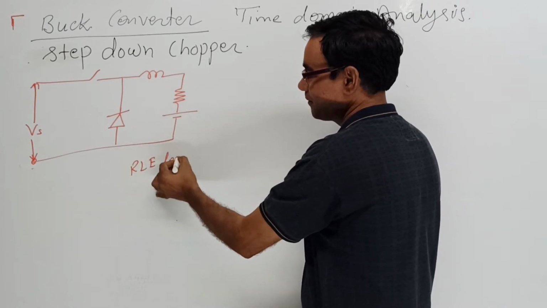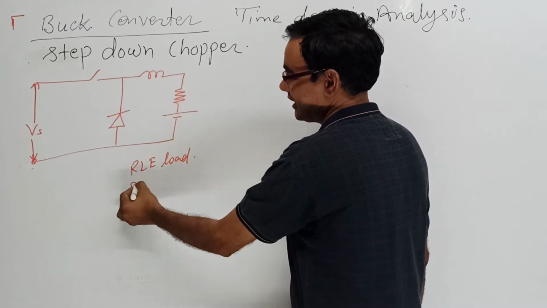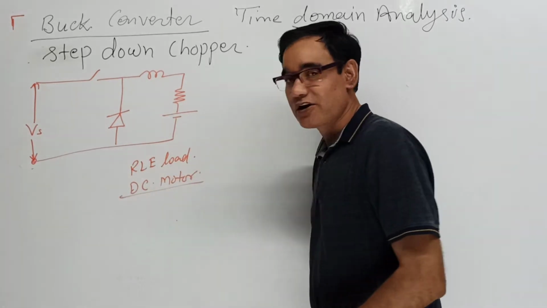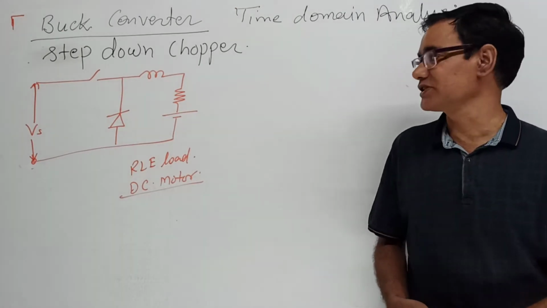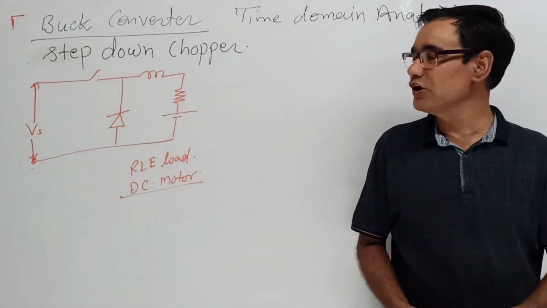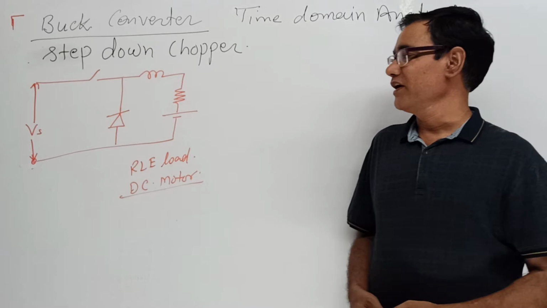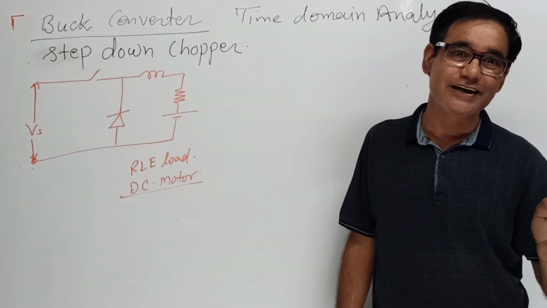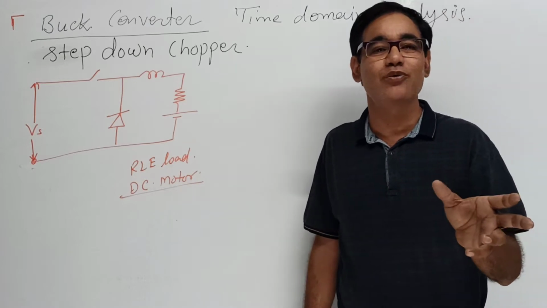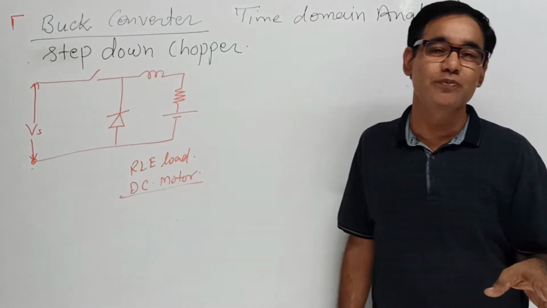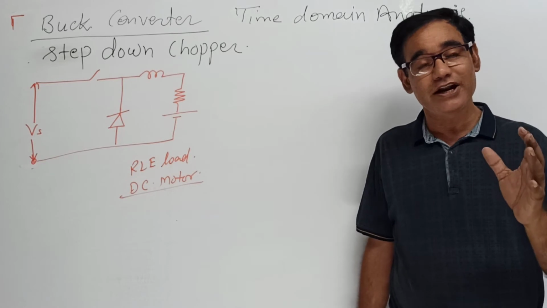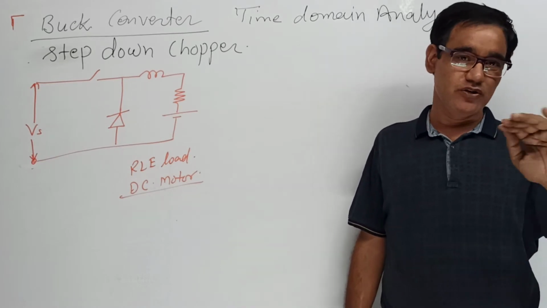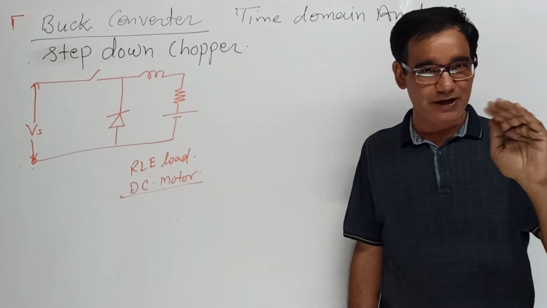RLE load is nothing, it is a DC motor. It's the real load on the system. It is known as RLE load. And in the chopper, the inductor is necessarily a good device. Inductance is required in the chopper circuit. It is definitely required for maintaining the current and its variation, and to reduce the ripple in the current.